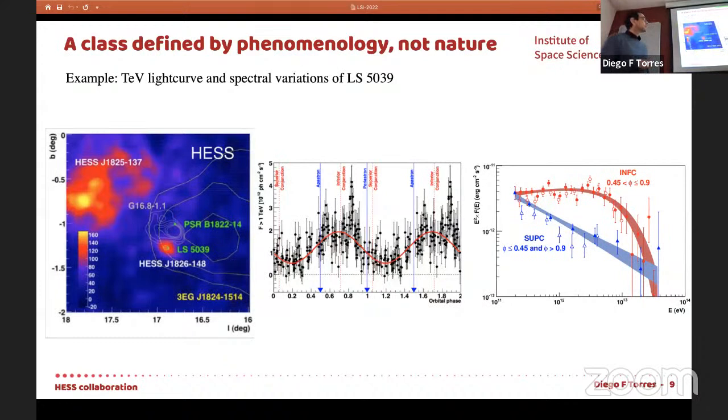Here the orbital period is 5 days, and it is divided in about half of the orbit. So the two spectra here are about half of the orbit each. And you can see very clearly that orbit after orbit, there is something going on in the system, changing a lot the physical scenario.